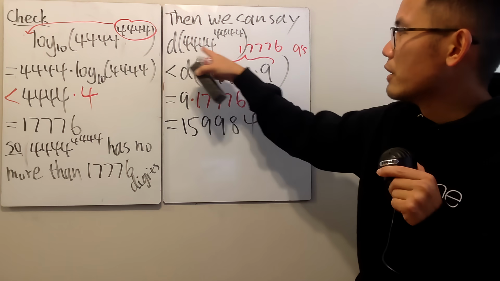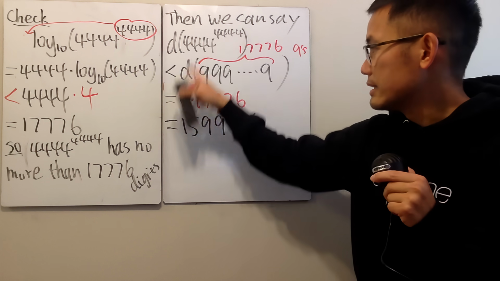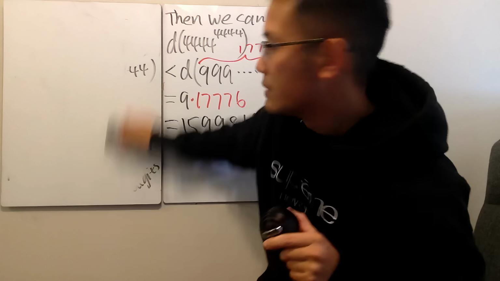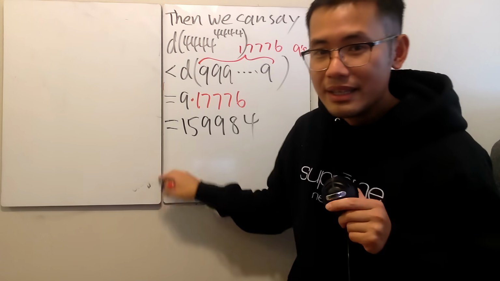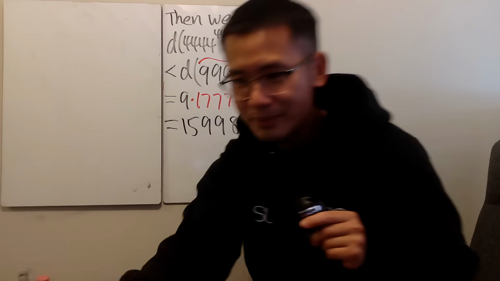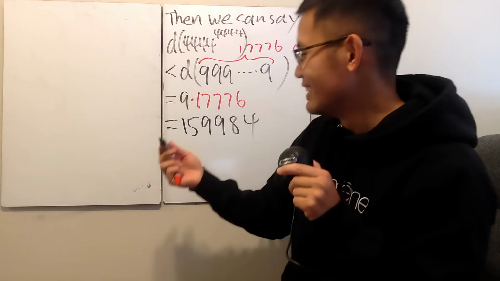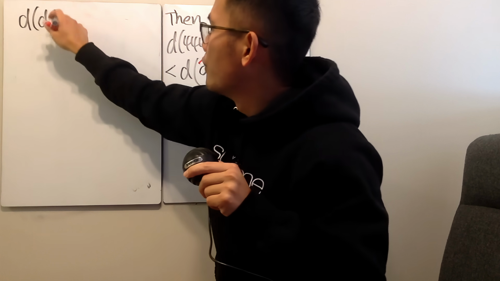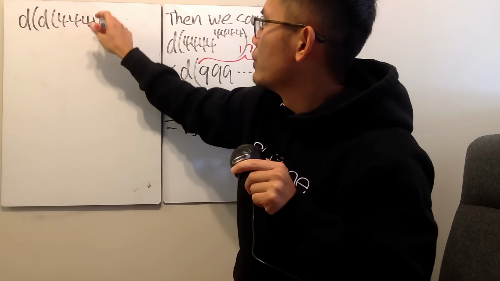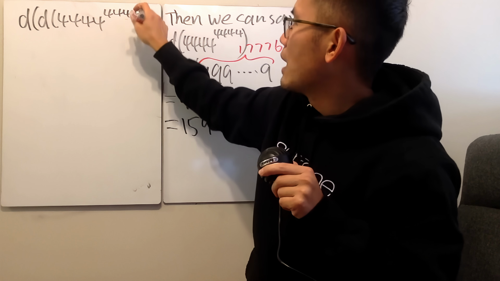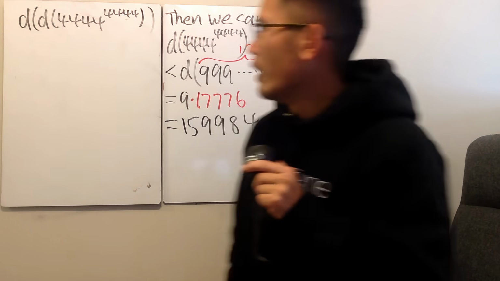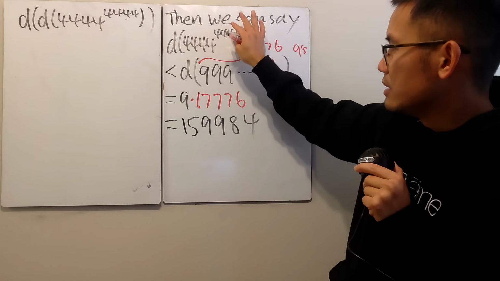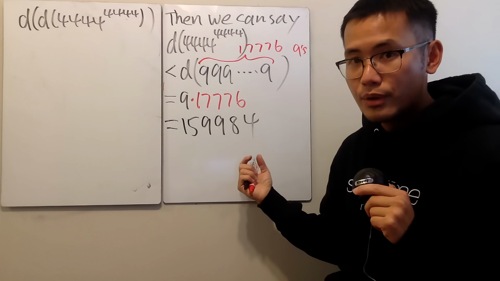Again, the digit sum of this number is less than this, right? So we are going to, of course, do this 2 more times. And again, this is just going to give us a bound. So it's not the answer, right? So have a look. Next, if you have the digit sum of 4444 to the 4444 power like this, well, this digit sum is less than this number.